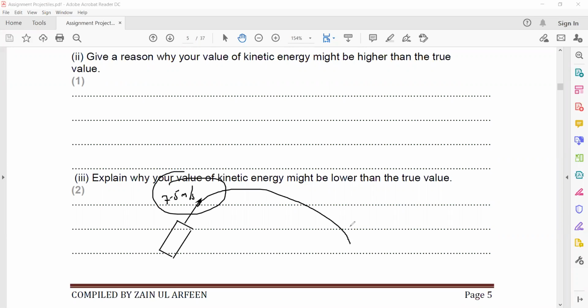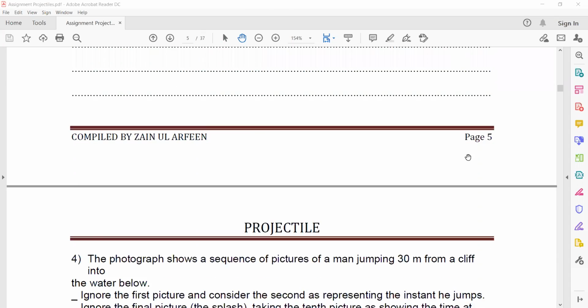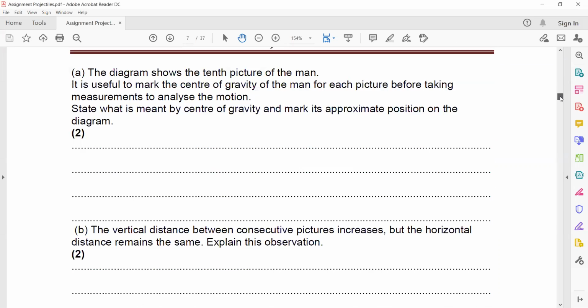That's why when we calculate the kinetic energy, we are considering this 7.5 as a maximum, but maybe this 7.5 is not maximum. This is the smaller speed. Maybe the actual speed might be higher, but that is reduced due to the air resistance. Is it clear? Like why our value might be higher or lower than the true value. Then question 12, page 12, question 10 AB.